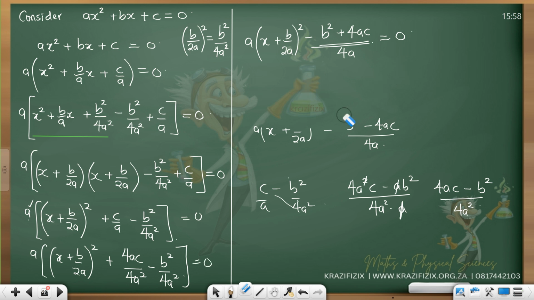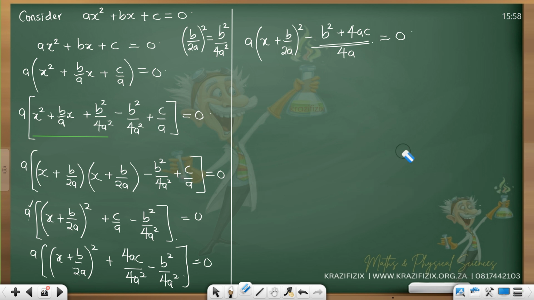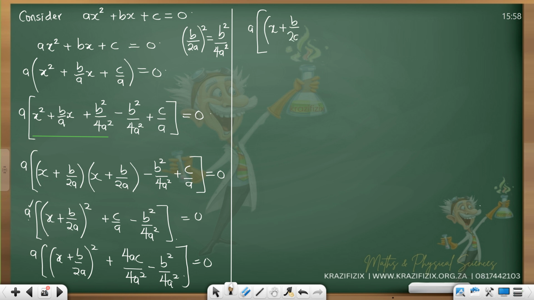Okay. Just wanted to rewrite it to make sure that everyone is following. Some of us are not very good with letters. We only deal with numbers. Okay. Now, if I then simplify, don't forget, I have a big bracket, x plus b over 2a squared. All right. We can, or we can multiply a first. It doesn't matter.